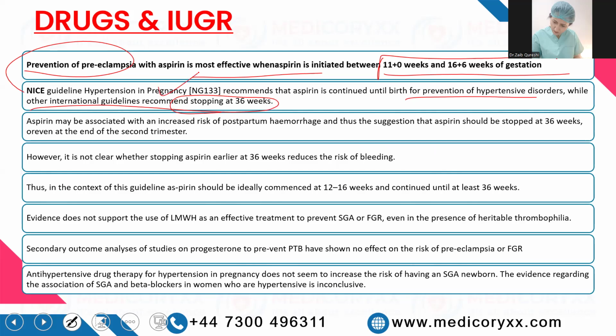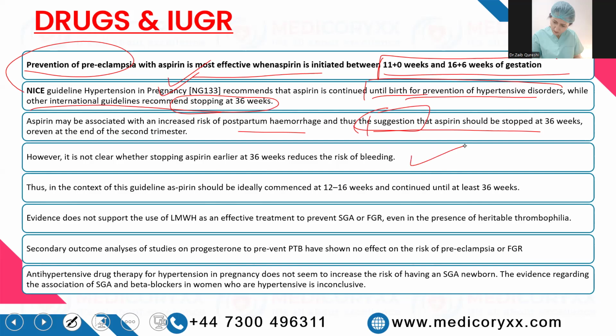So we will be following NICE until birth. This is what I was emphasizing earlier. Aspirin may be associated with an increased risk of postpartum hemorrhage, and thus the suggestion that it should be stopped at 36 weeks or even at the end of the second trimester. It may be associated, so it is suggested, but it is not proposed yet. However, it is not clear.